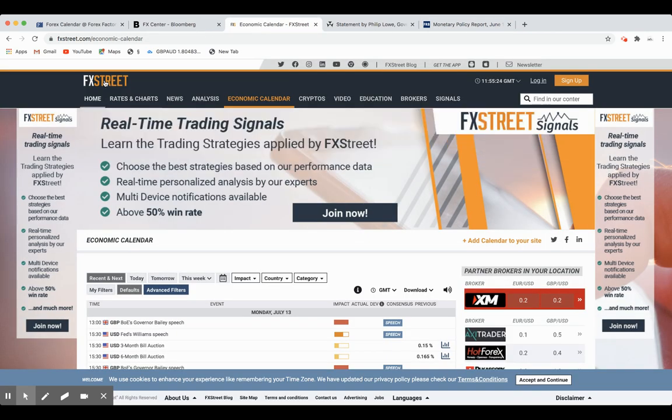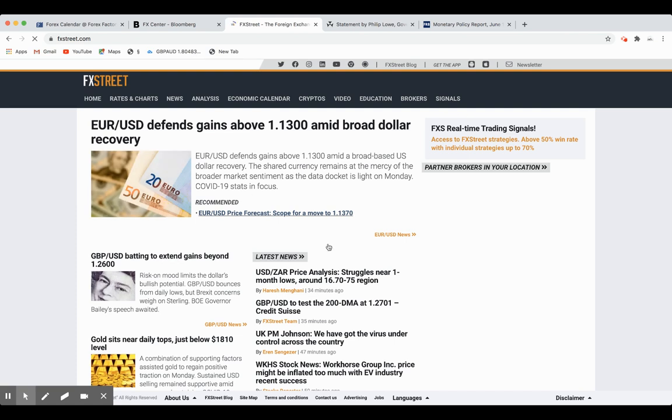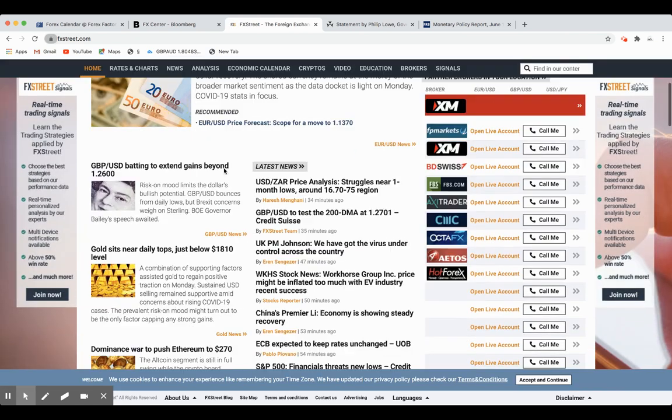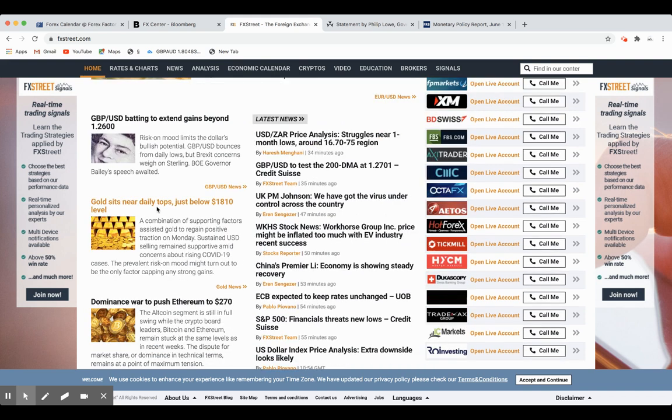Now, another thing, real quick then, is if we jump over to a website like FX Street or Daily FX, we have this Forex news, okay? And what I want to mention is the importance of not getting sucked into this, right? Let's have a look at this. We have GBP USD battling to extend gains beyond 1.26.